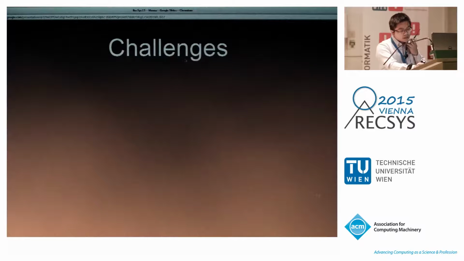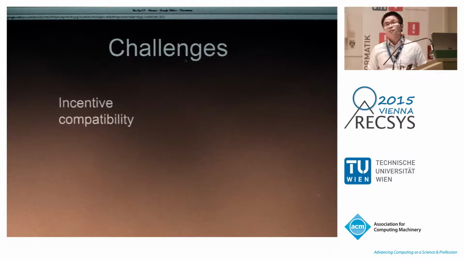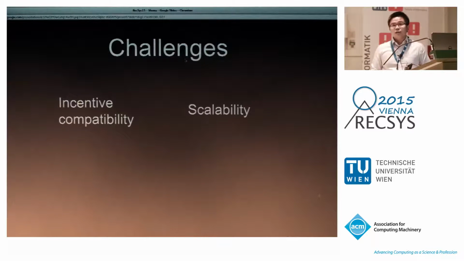So estimating users' willingness to pay faces two challenges. First, the mechanism must be incentive compatible. That means you have to ensure all the subjects will be truth telling. Otherwise, whatever they say doesn't matter, right? And the second challenge is scalability. That means your approach must be able to scale to an e-commerce setting that can handle a large number of items and a large number of users. So what do we do?